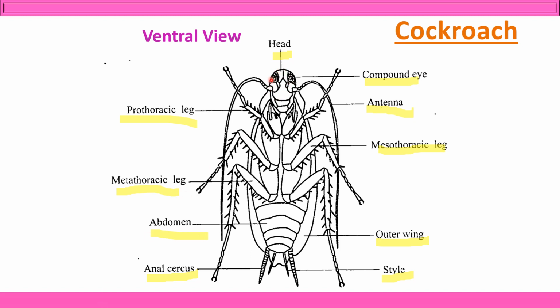On the head, we have said you can see the compound eyes, you will see the antenna moving away, then you can see some parts of the mouth parts. Then you will see the prothoracic leg, those are the ones which are attached to the prothorax. You will see the mesothoracic legs attached on the mesothorax, and then you will see the metathoracic leg attached on the metathorax. The abdomen, the outer wing can be seen the other side. Then we can see the style and then the anal cerci.